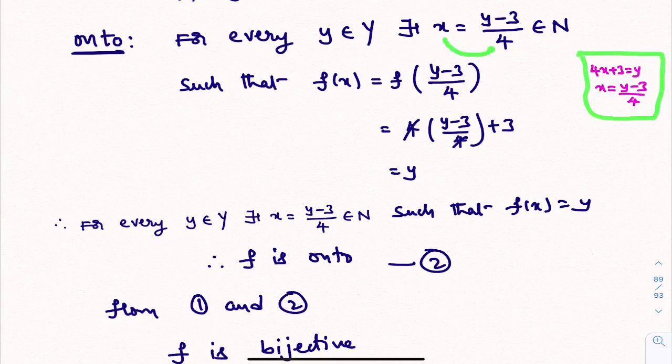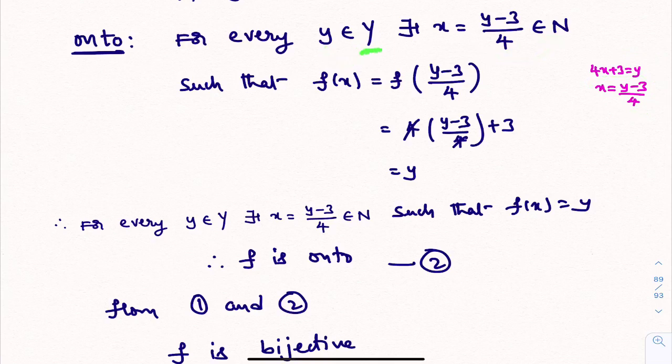To find this x, what will you do? First, you take f of x equals y. In previous problems also we did it like this. What is f of x? 4x plus 3. 4x plus 3 equals y. From this, you simplify and you will get x. What is x? x is (y minus 3) divided by 4. You take this only. Now, what to check? Whenever y belongs to Y, is x a natural number or not?